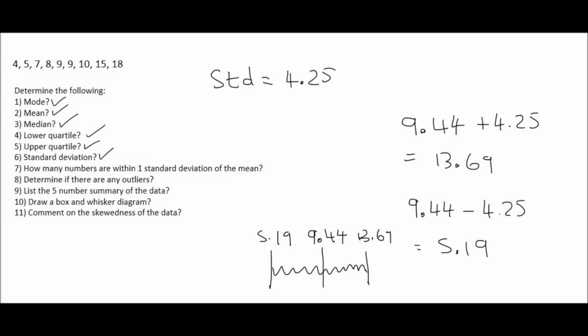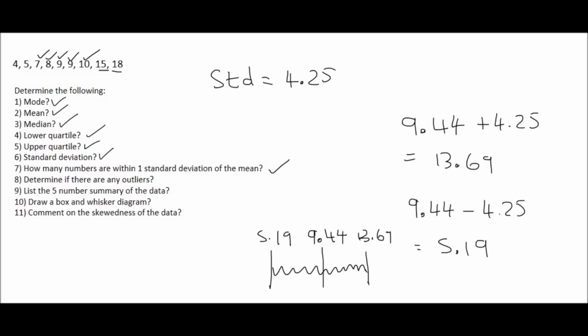So the number 4, that's not in there. The number 5 isn't. The number 7 is. The number 8 is. The number 9, this number 9. Number 10. Then the 15 and the 18, they are too big. So how many numbers do we have there? 1, 2, 3, 4, 5. And so there are 5 numbers that are within one standard deviation of the mean.